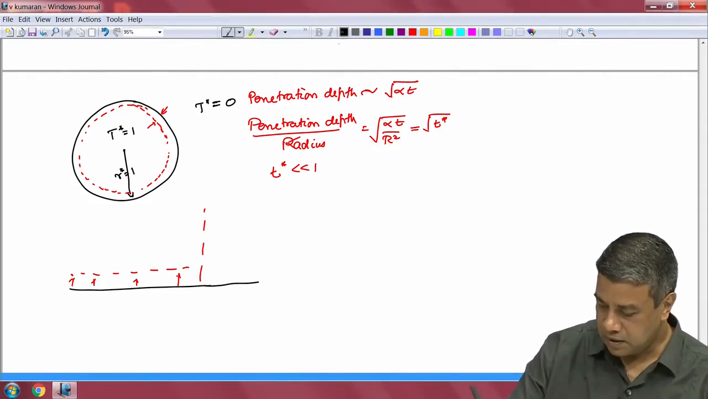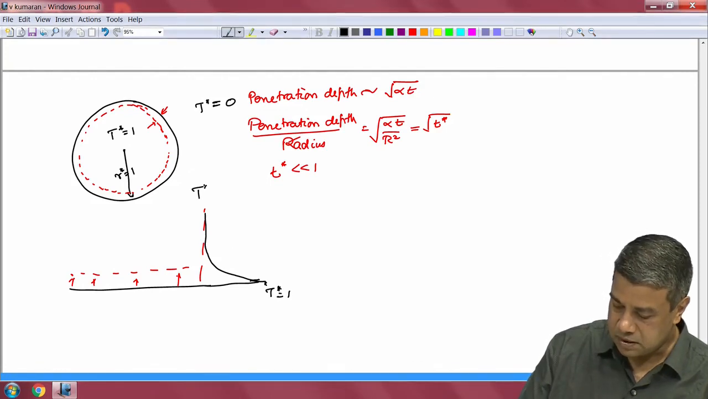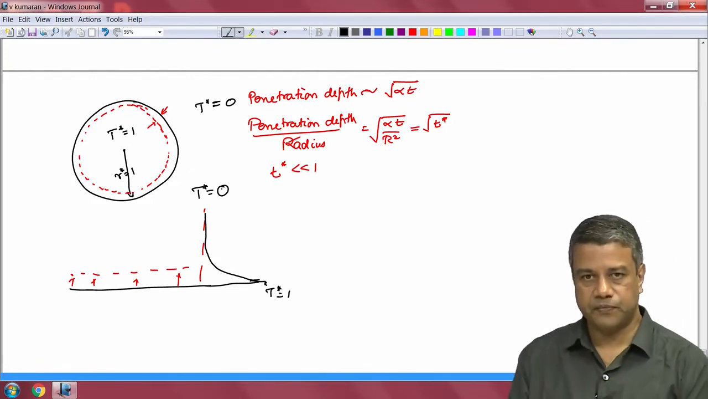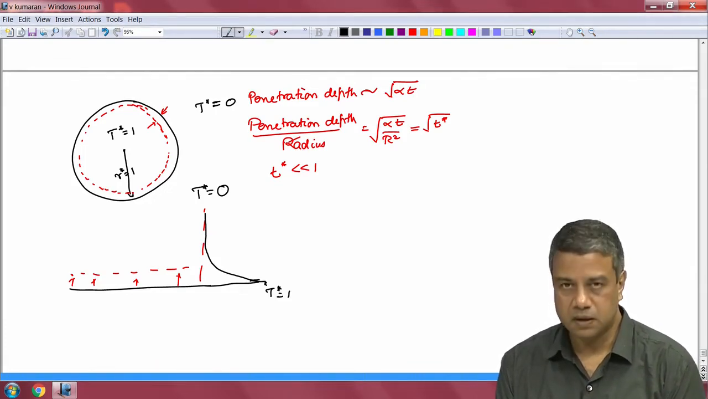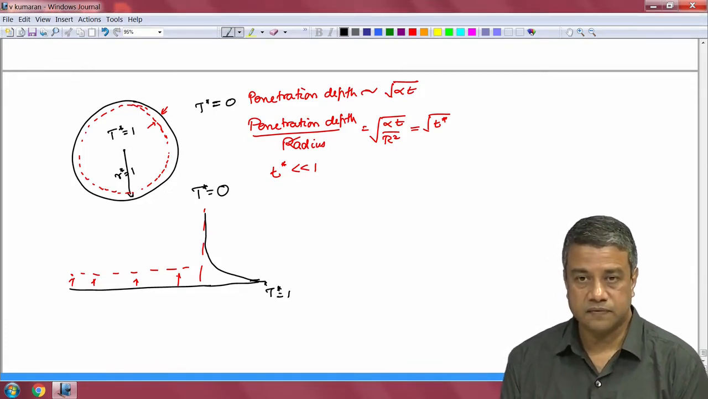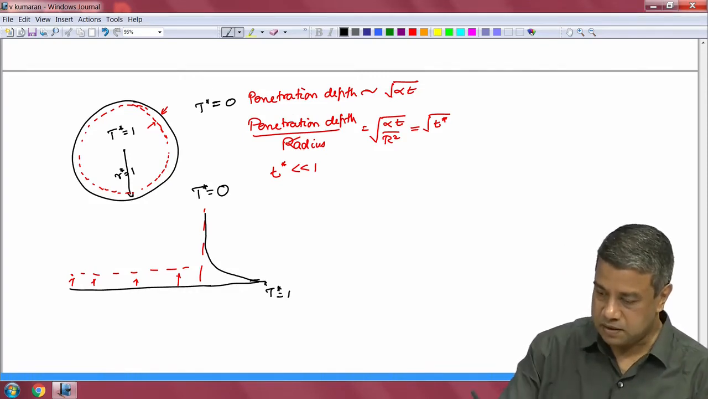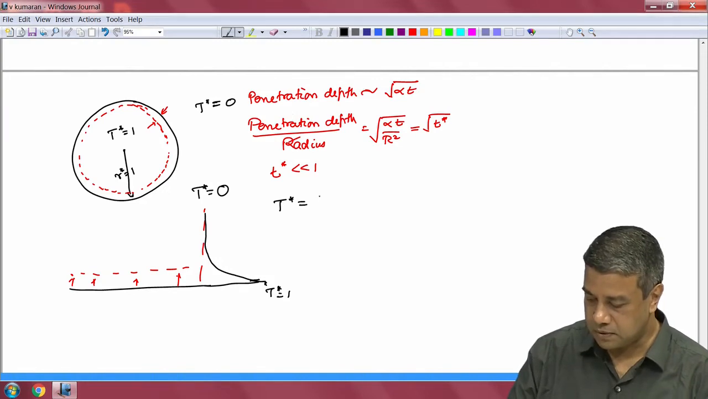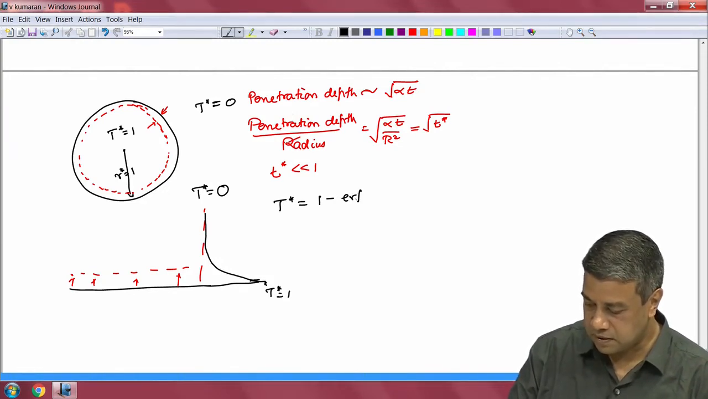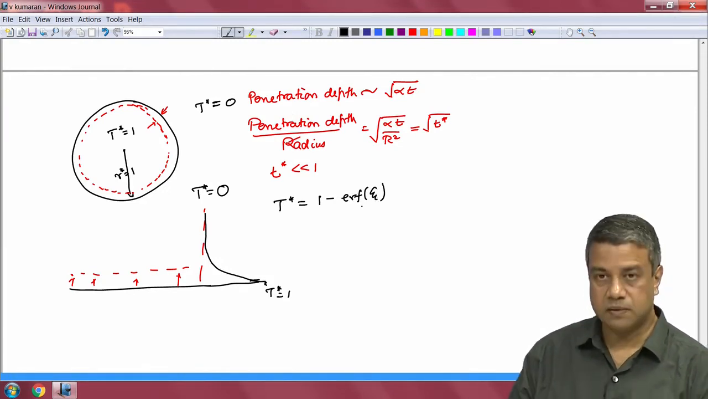Okay, where the temperature as a function decreases as r goes to infinity. It starts at T star equal to 1 and T star equal to 0 far away. And therefore, at these very early times you would expect the solution for the temperature to be the same, T star is equal to 1 minus error function of psi, that we had already obtained.